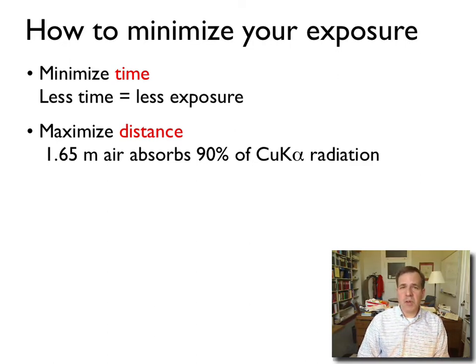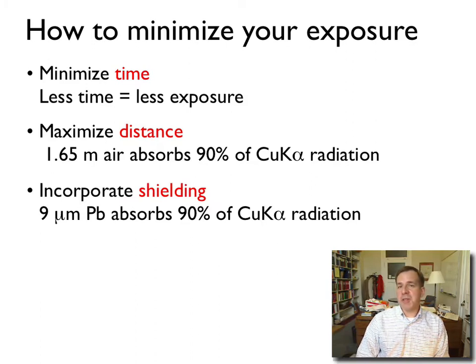In this context, it's worth noting that about 1.5 meters of air absorbs 90% of the radiation produced by typical laboratory equipment, which is what we call copper K alpha radiation. So simply by sitting a meter or two away, you can significantly reduce your exposure to radiation. And finally, we of course incorporate shielding, typically in the form of lead, but it can also be in the form of steel. Here we'll note that just 9 microns of lead thickness absorbs 90% of copper K alpha radiation. So shielding can be very, very effective.